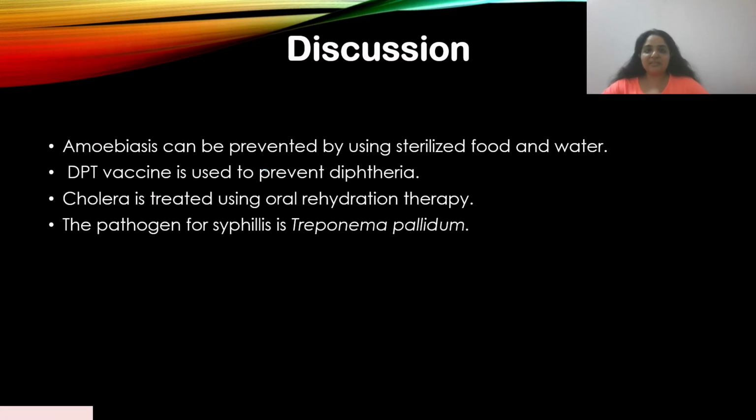So amoebiasis can be prevented by using sterilized food and water. DPT vaccine is used to prevent diphtheria. It's also used to prevent pertussis, that's whooping cough, and tetanus, so that's what DPT stands for. Cholera is treated using oral rehydration therapy, and the pathogen for syphilis is Treponema pallidum. Alright, so we've answered the question here, pretty easy.